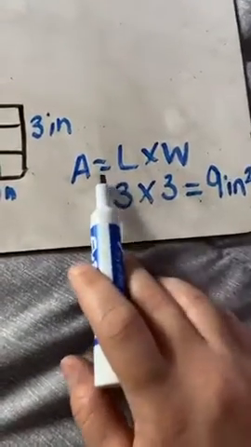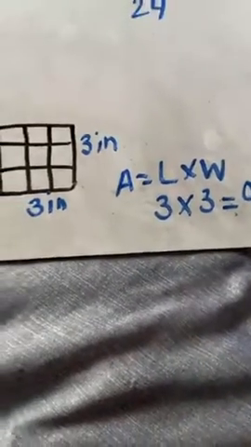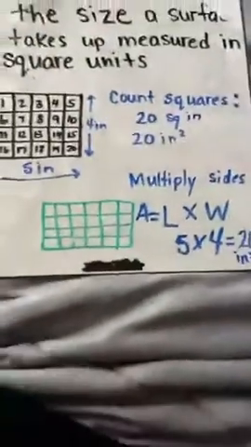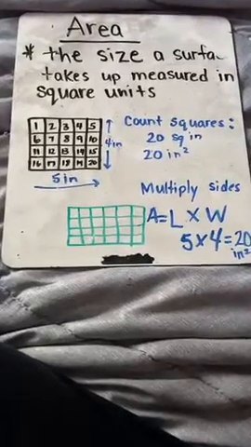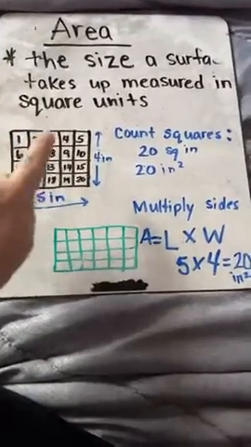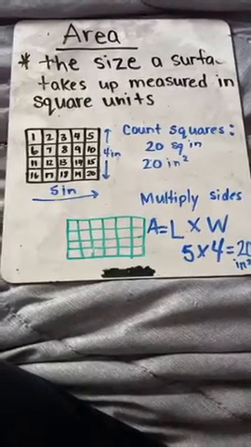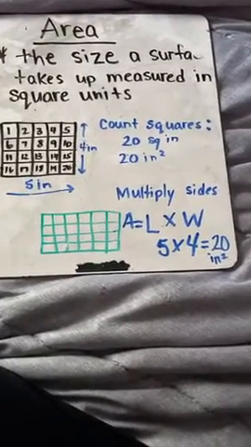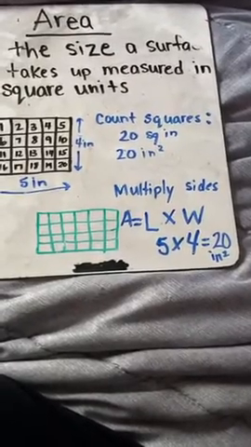And remember, with area, it's length times the width, or we count the squares. The area is the total size of what's inside, and it takes up its measure. So you can count the squares to find it out, or you can multiply the sides and take the area equals length times width.